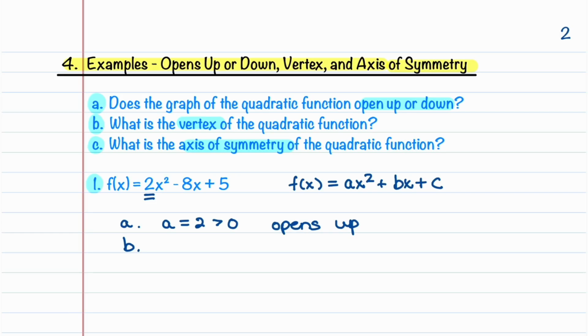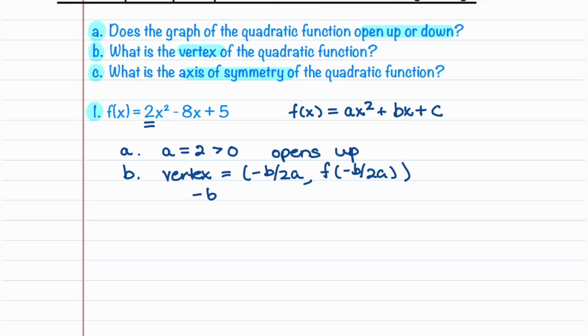Let's go ahead and write down our formula. Our vertex is equal to minus b over 2a, and then f at minus b over 2a. And I'll show you exactly how to do that. Let's first compute minus b over 2a.